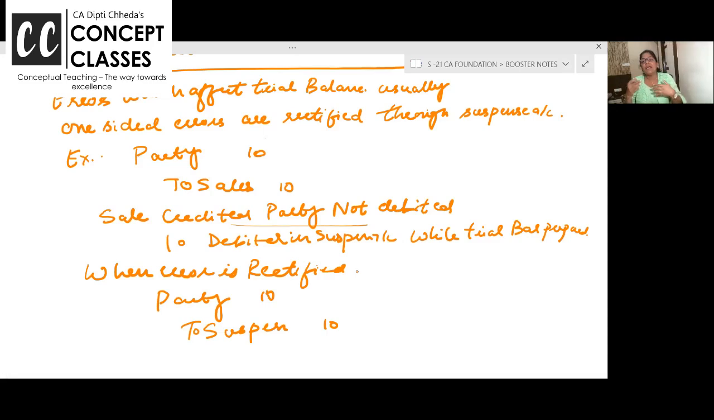After the trial balance is prepared, the suspense is coming, so somewhere there is a debit mistake. Yet final accounts are not prepared. So can you rectify the suspense account? Answer is yes. How will you rectify the suspense account? Now when you rectify, party should have been debited, it was not, so debit it. Suspense which you have wrongly debited, credit.